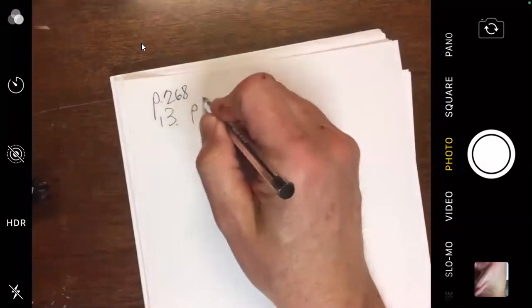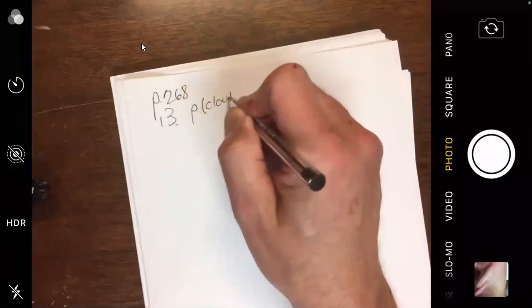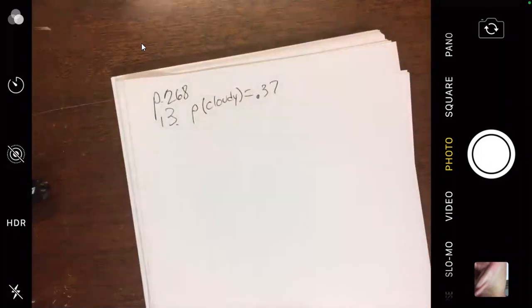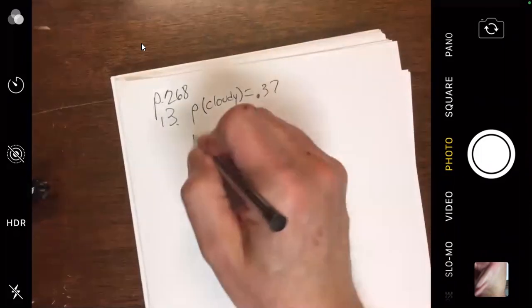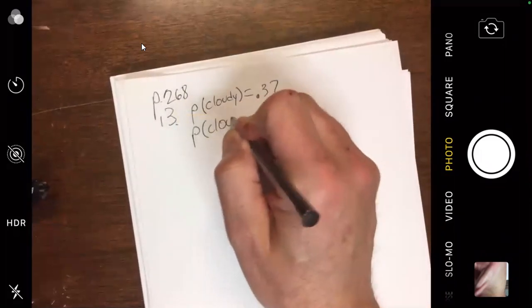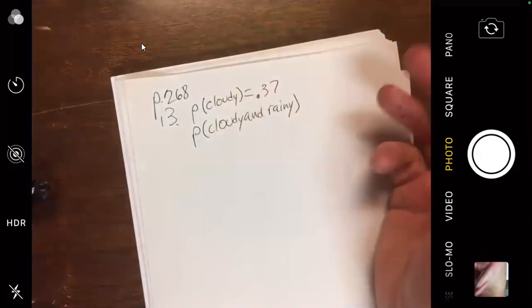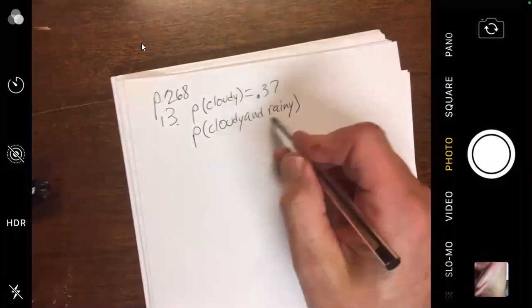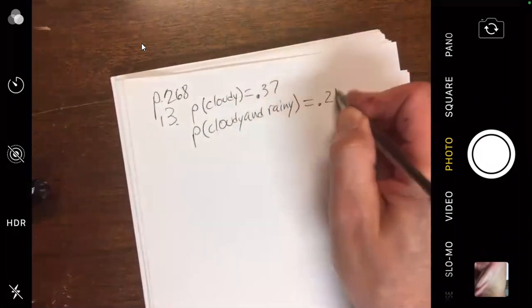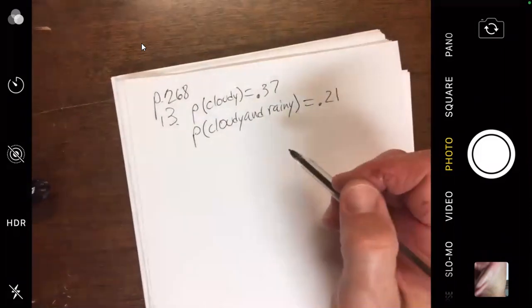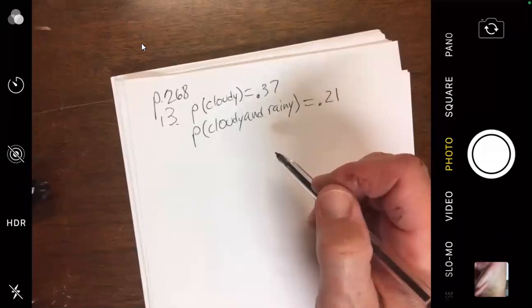All right, let me write that given information down. So I would write it this way: the probability of a cloudy day is 0.37. 21% are cloudy and rainy, so the probability cloudy and rainy. So it's doing both, showing a lot of clouds and it's raining. That's 0.21. Whereas just having clouds, cloud cover is 0.37. All right. What is the probability?